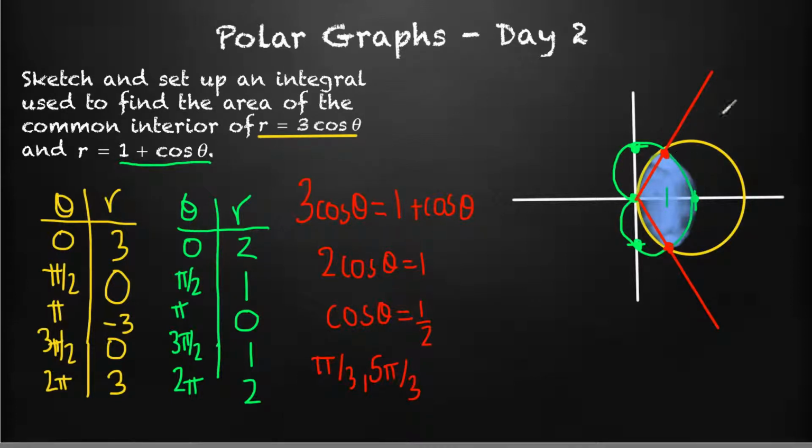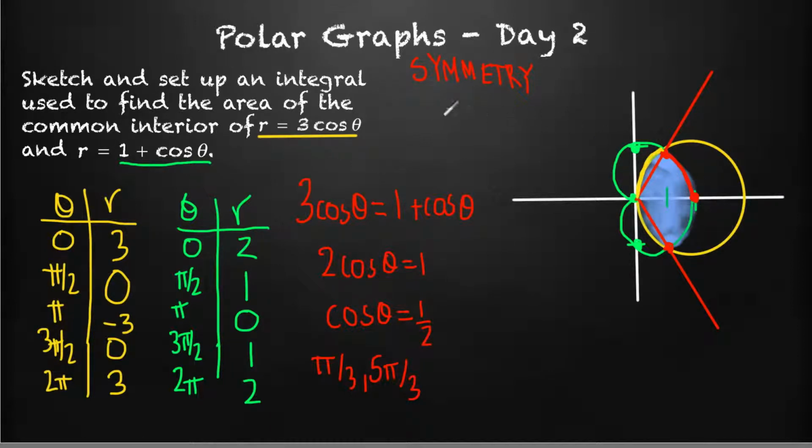Now, there's something that I want to introduce here, and I mentioned it before. We actually do not need to integrate from 5 pi over 3 to pi over 3. We can make use of symmetry in this problem. We're going to use symmetry. And if you take a look at this, you can see that this shaded blue area, there's the same amount above the x-axis as there is below. So really, all we need to do is integrate the green curve from this angle to this angle, and then integrate the yellow curve from this angle to that angle.